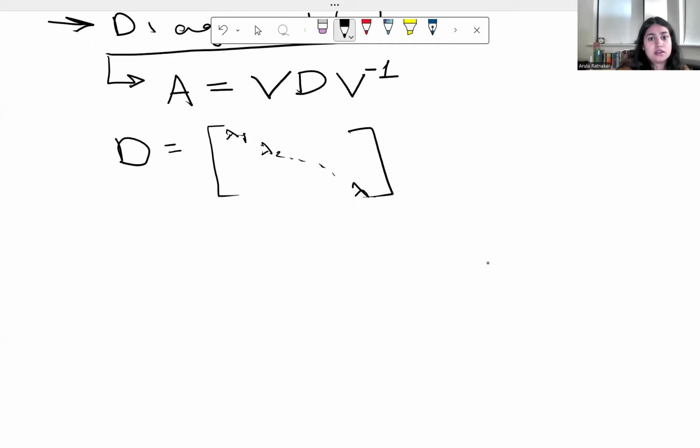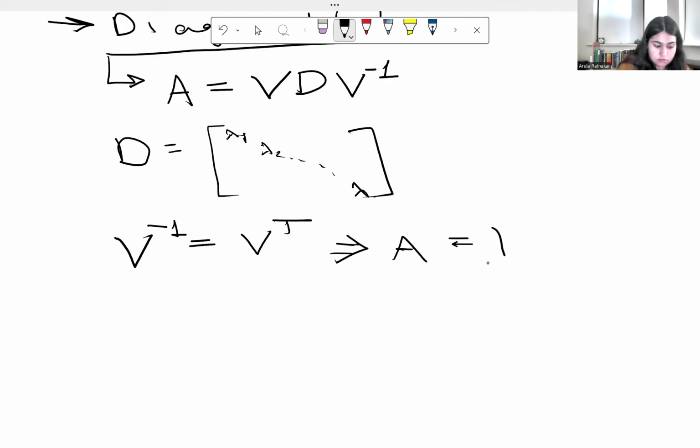Another property that comes from this is that since A is symmetric, V and its inverse are orthogonal, which means that A can also be written as A equals V D V transpose.